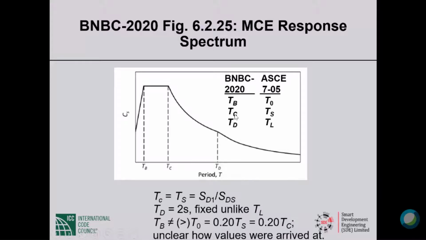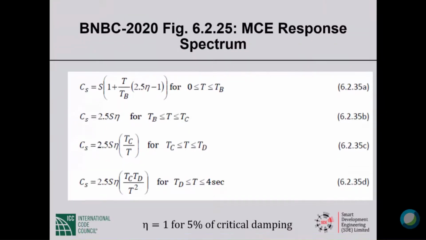How the T sub B values were arrived at, I do not quite know, but I did want to show you this correspondence. T sub C is identically equal to T sub S. T sub D has a fixed value of 2.0 seconds. T sub B values are given. They are not equal to 20% of T sub C. They are always larger. And I do not know how the values were arrived at.